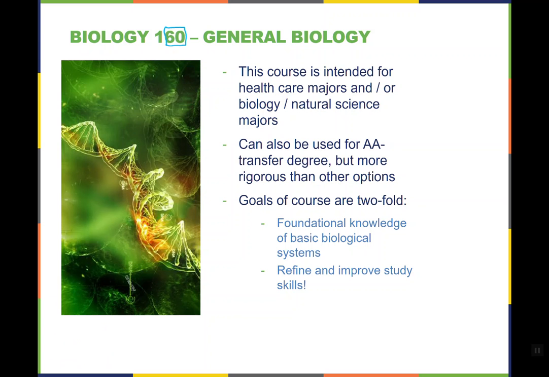Biology 160 is intended for healthcare and or biological or natural science majors. So it's actually going to be more rigorous and more challenging than Biology 100. And that's because we need you to hang on to the skills you learn in Biology 160 so that you can transfer those skills to higher division biology courses and eventually to your career. So we hold you to a really high standard in this course because we need to prepare you for what's next for you. So this can be used for an associate's transfer degree, and it's more rigorous than other options.